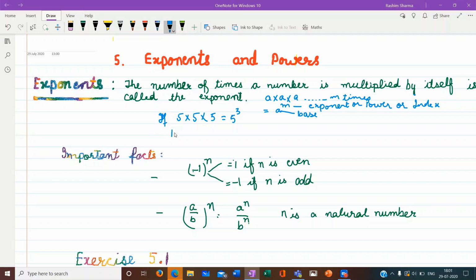Here I have a number 125. When we expand 125 into prime factors, we get 5 into 5 into 5. So we can write it as 5 raised to power 3. And if I have 5 raised to power 3, we can write it as 5 into 5 into 5, and get the simple number 125. So the number of times a number is present, that is the exponent.